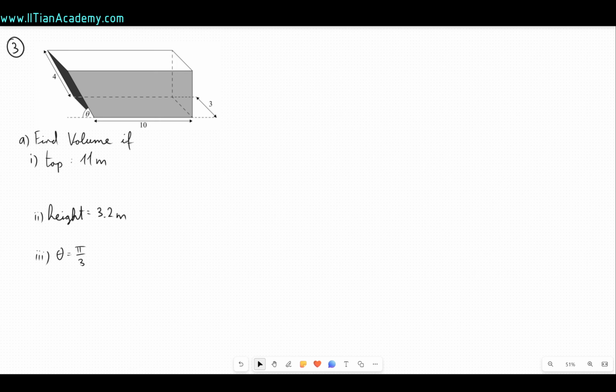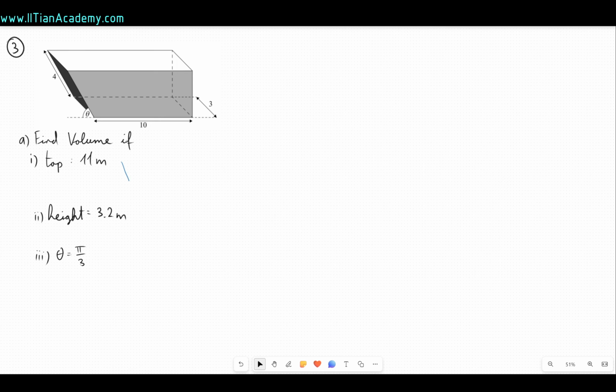Firstly, we can see that the cross section is constant. So if we look at the shaded gray area, the front trapezoid of this container, then this is constant throughout. So if we can find the area of this, then we can simply multiply it by the length of it into the page, and that will give us the volume of this container. So in part 1, we are told that the top is 11 meters.